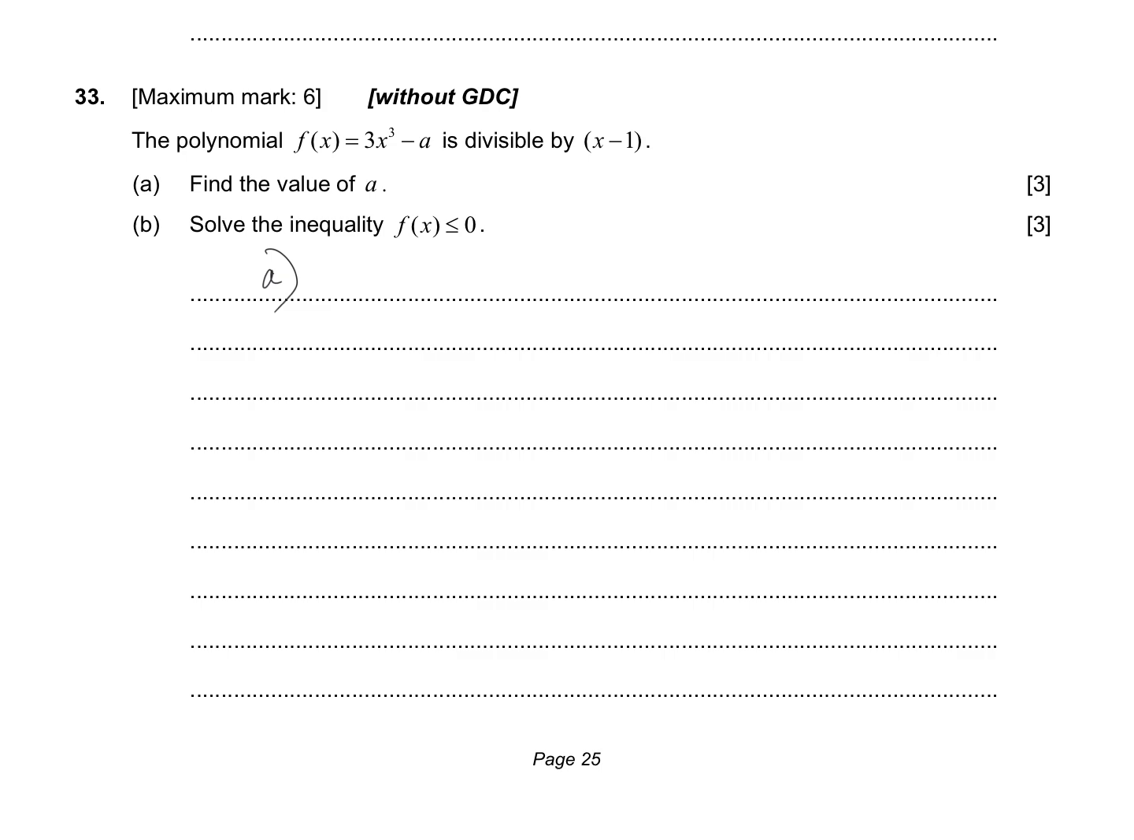So we have f at 1 is 0. So 0 equals 3 minus a. So a is 3. So for B, we have f at x is 3x cubed minus 3. And we can divide this by x minus 1 to give us a quadratic.